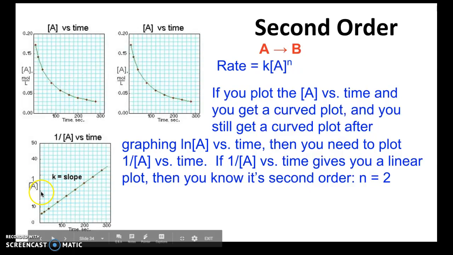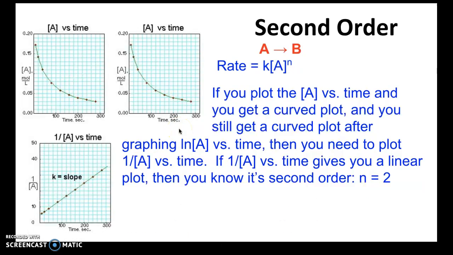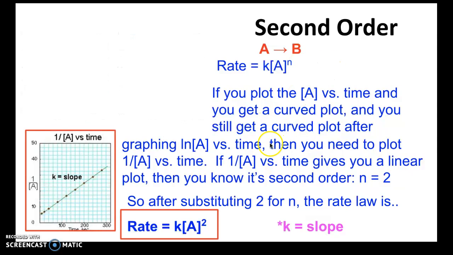So if you do 1 over the concentration of A versus time and you get a straight line, this time with a positive slope, then you know it's second order. That means our rate order here would be second order. So you can go ahead and plug that in, and this will be your rate law. Rate is equal to k times [A] to the second power. And in this case, the slope of the straight line that you get here is equal to k. So you can also find the rate constant from that slope.